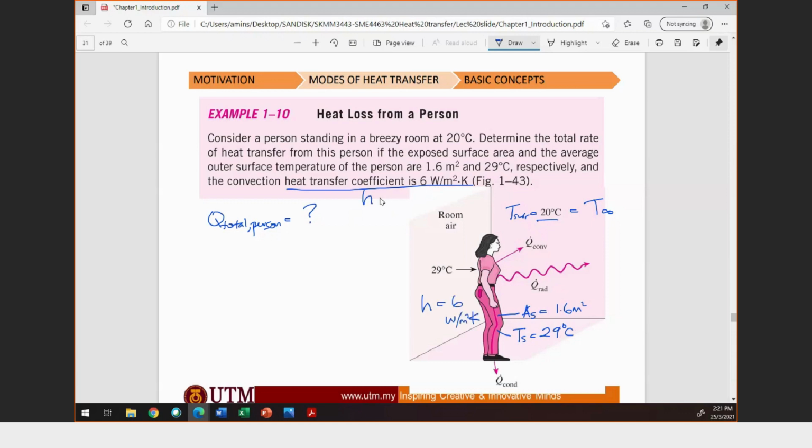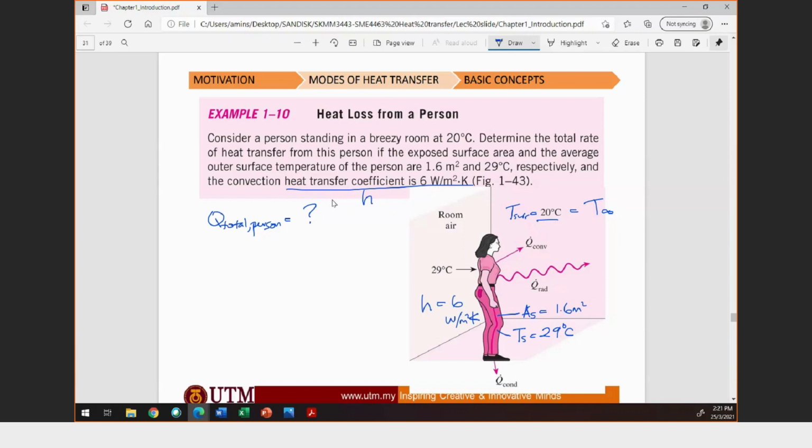So again, you have to remember that the convection heat transfer coefficient is only applicable for a fluid. So in this case, where is the fluid? The fluid is the air, the air inside the room. Okay, so what is the total heat transfer rate?